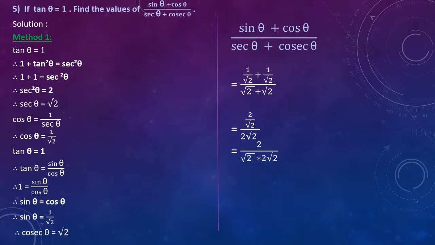Which is equal to 2 upon root 2 multiplied by 2 root 2, which is equal to 1 upon root 2 times root 2, which is equal to 1 upon 2. Therefore, sin theta plus cos theta upon sec theta plus cosec theta is equal to 1 upon 2.